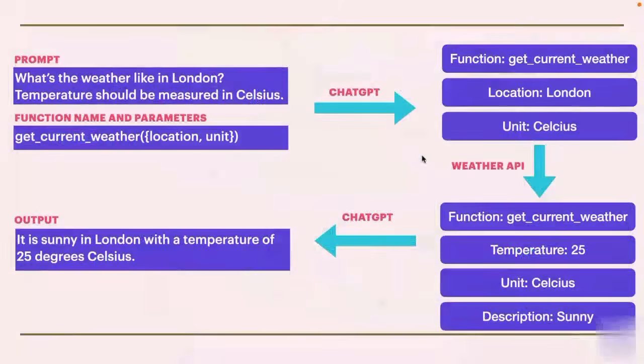In this video, you are going to build the second request in the function calling request chain. So in this request, you are going to send the function and the arguments extracted from the message sent to ChatGPT in the first request to the weather API. And then the API is going to return the function as well as the weather details, including the temperature, the units, and the description of the weather.